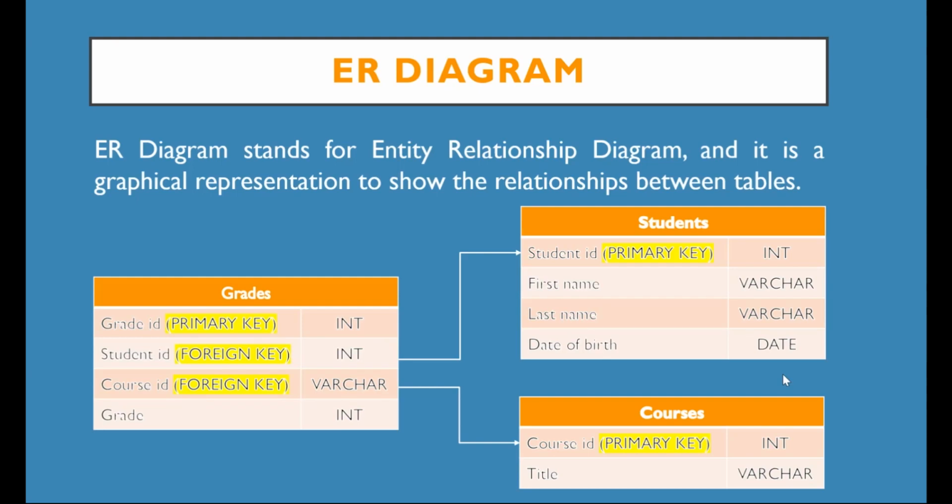But also, the grades table has two foreign keys. We have student ID and course ID, which are primary keys in the two other tables. For the foreign key in grades, which is student ID, it is a primary key in the students table. The course ID is a foreign key in the grades table, and it is also a primary key in the courses table. So as we have mentioned, a foreign key in one table is a primary key in another table.